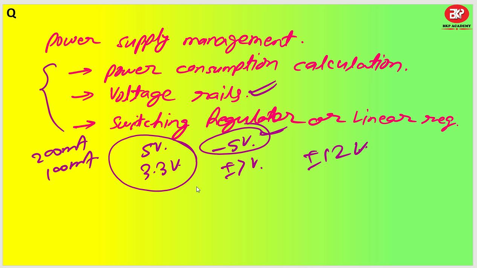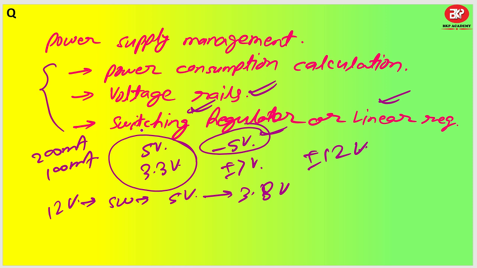Then we have to understand whether we need a switching regulator or a linear regulator. Let us say your input is 12 volt. You can go ahead with a switching regulator to convert it to 5 volt, and from 5 volt to 3.3 volt you can convert it through an LDO. However, if you need a lower current rating, then instead of a switching regulator you can go ahead with an LDO here as well. So from 12 to 5 you can go ahead with an LDO also for lower current capacity.